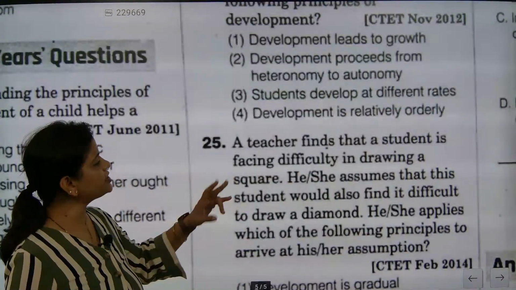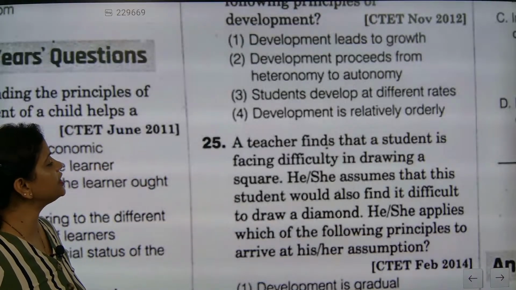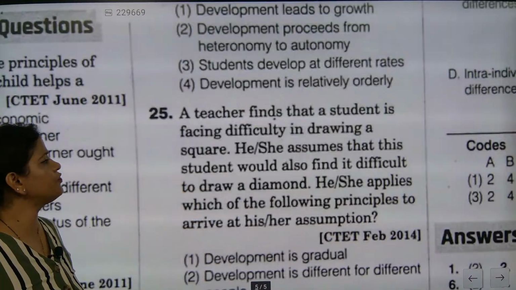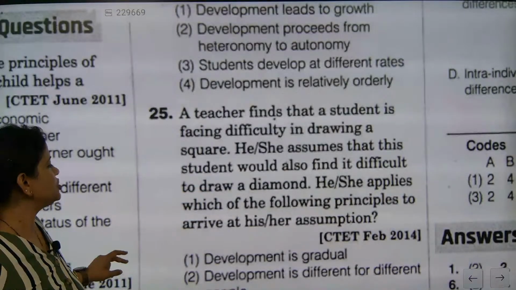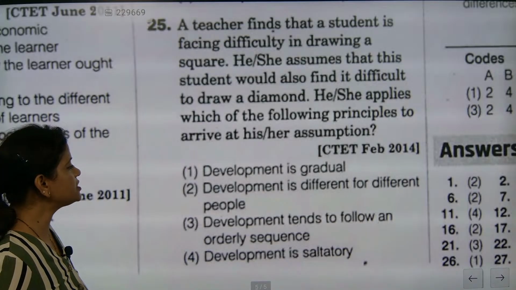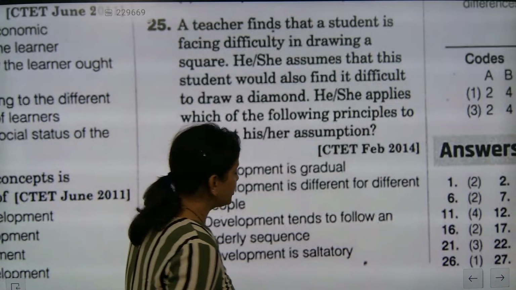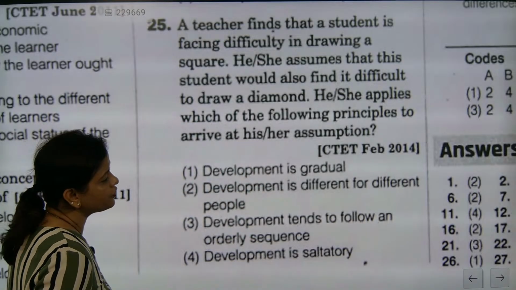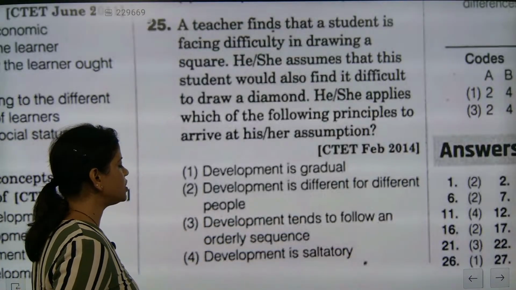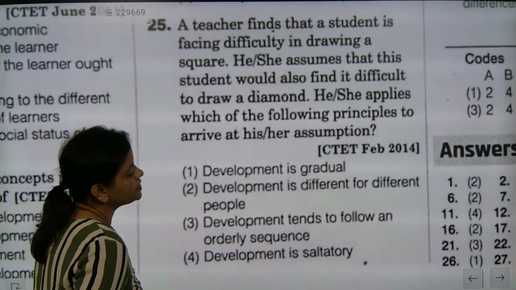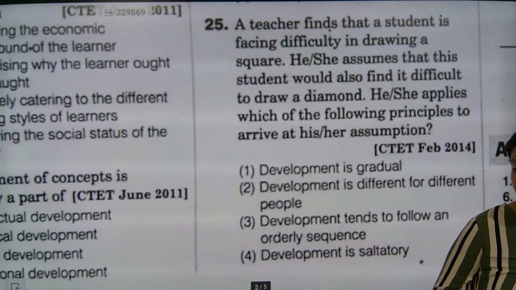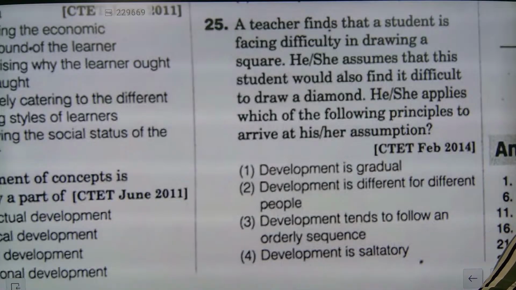A teacher finds that a student is facing difficulty in drawing a square. He or she assumes that the student would also find it difficult to draw a diamond. She applies which of the following principles to arrive at this assumption? Development is gradual. Development is different for different people. Development tends to follow an orderly sequence. You need to check this one out. Which one is exactly the most important part?